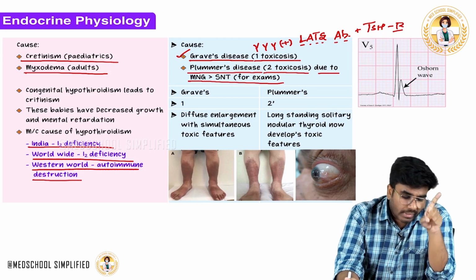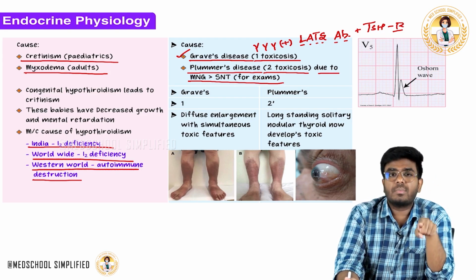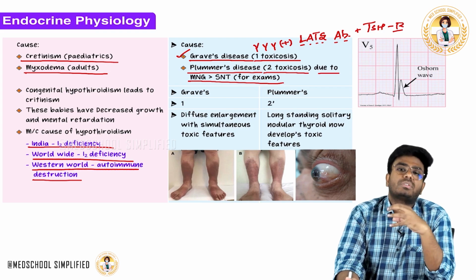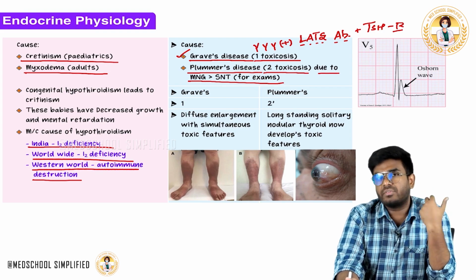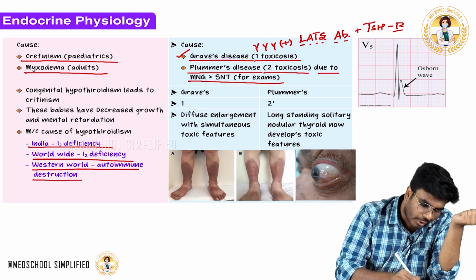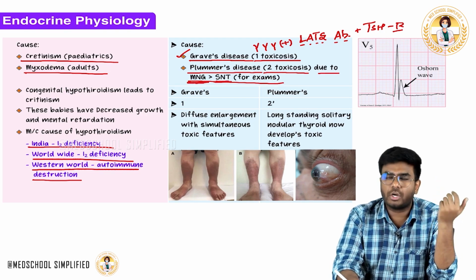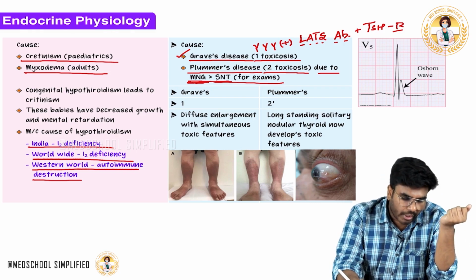What is Plummer's disease? Plummer's disease is an example of secondary toxicosis where there are nodules. There may be one nodule or multiple nodules. If one nodule is there, it is called a solitary nodule goiter, or there will be a multinodular goiter. Usually multinodular goiters are more common than the solitary nodular goiter.